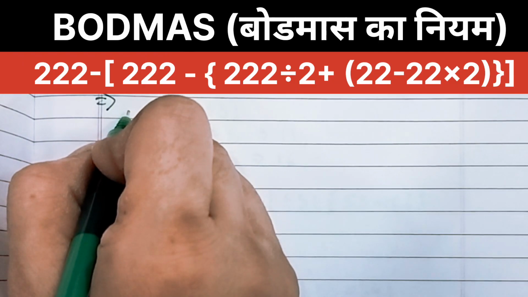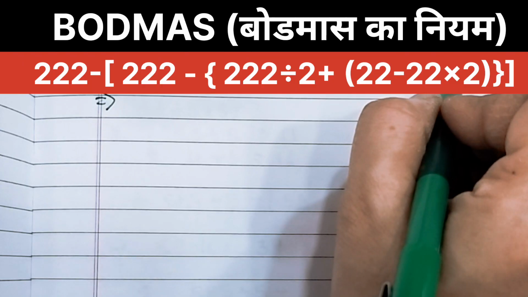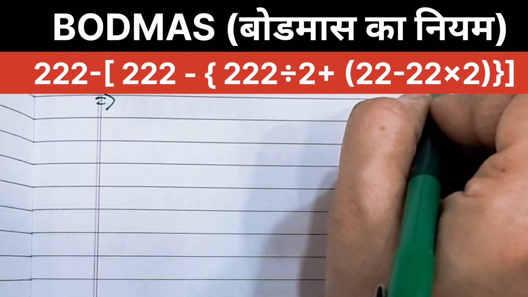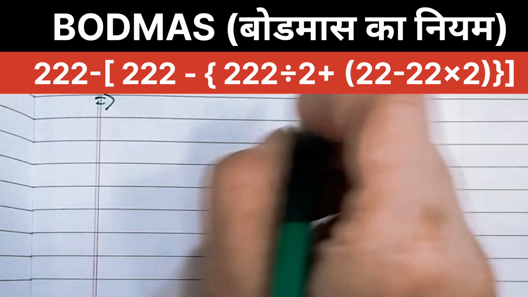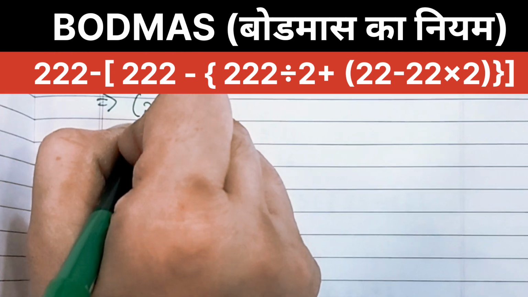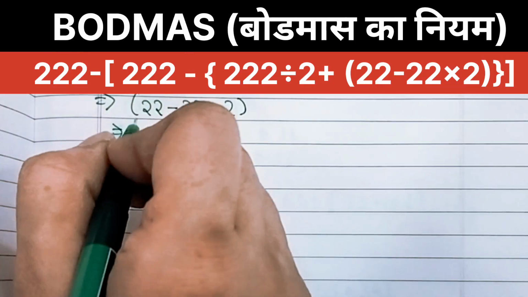So now step 1, solve the innermost parenthesis. As you can see inside this parenthesis we must follow BODMAS again. So we perform the multiplication before the subtraction. So here 22 minus 22 multiply 2. Now first we perform multiplication.